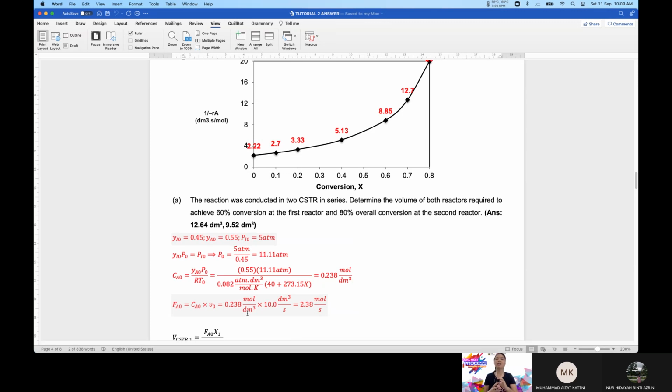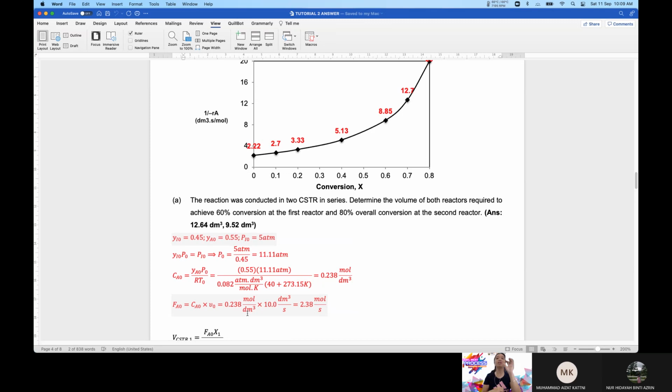So kamu tengok sekarang, dia macam reverse engineering tau. Nak guna dalam pengiraan FA0, tapi tak ada FA0, reverse. Okay, tahu pula FA0 tu sama dengan CA0 V0. Okay. V0 dah tahu, CA0 tak tahu. Reverse balik nak kena cari CA0. Okay, nak cari CA0 pula masalah dia kita tak diberi CA0, right?